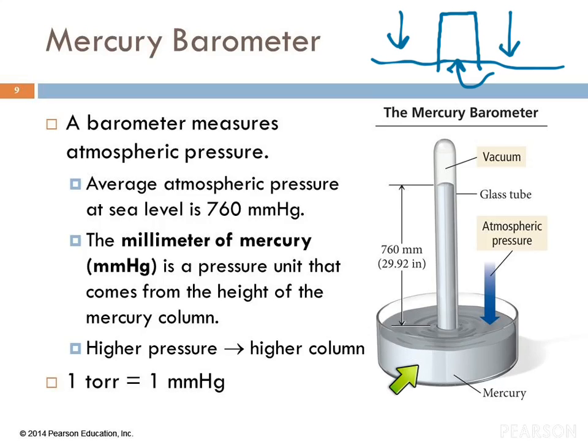A barometer uses mercury. Mercury is really cool stuff. It's a liquid at room temperature, but it's a metal, and it's really heavy. Its density is about 13.6 grams per cubic centimeter. And so it's really dense. It's almost 14 times as dense as water.